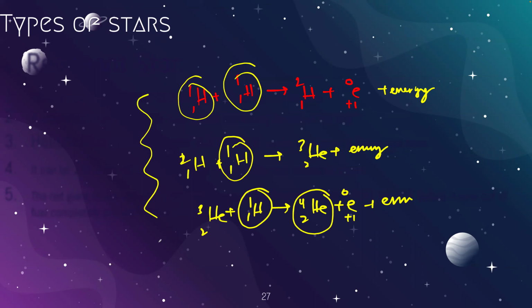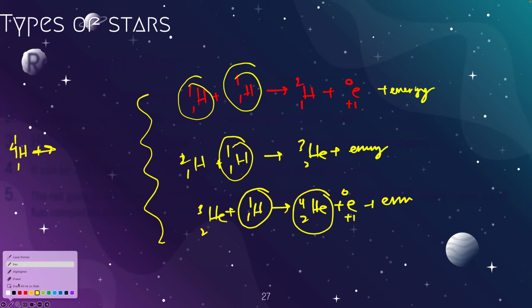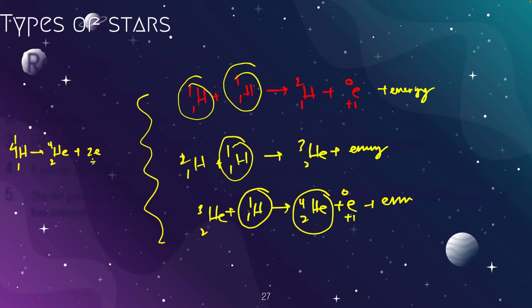So I can write a short equation. Four hydrogens, when fused together, right? Let me erase this part. When four hydrogens, 1 1, fuse together, it forms one helium 2 4, plus a total of two positrons are released in this reaction, positron 1, positron 2, plus a tremendous amount of energy. So that's the fusion reaction of hydrogen.